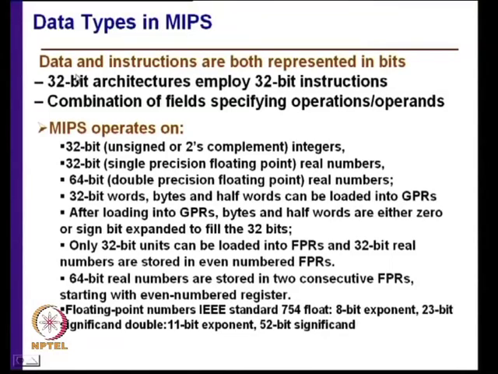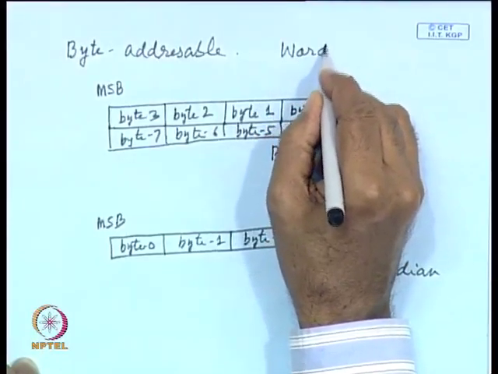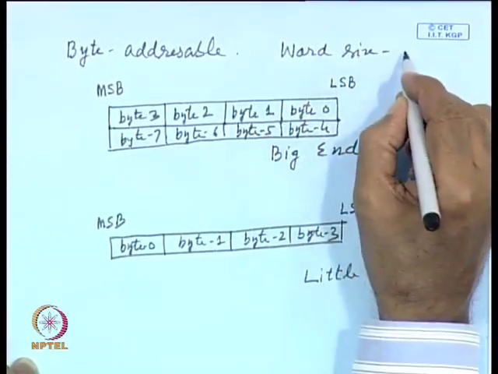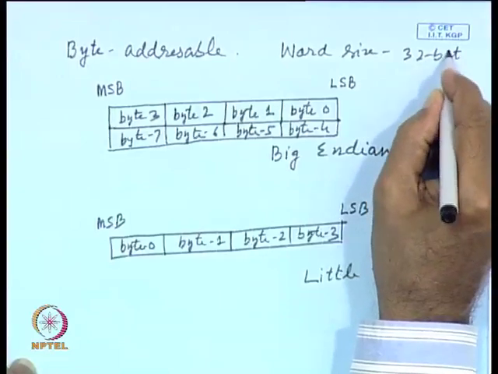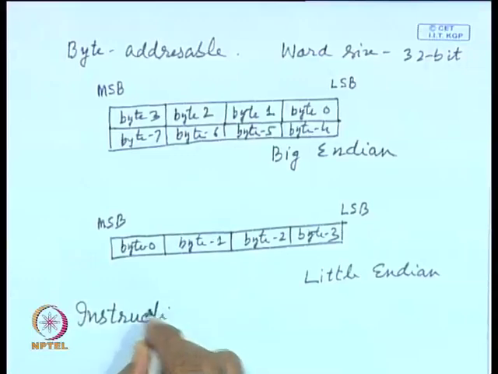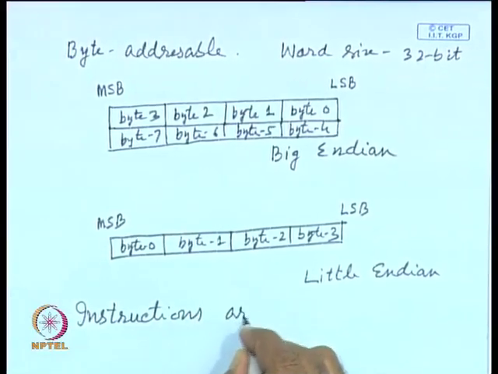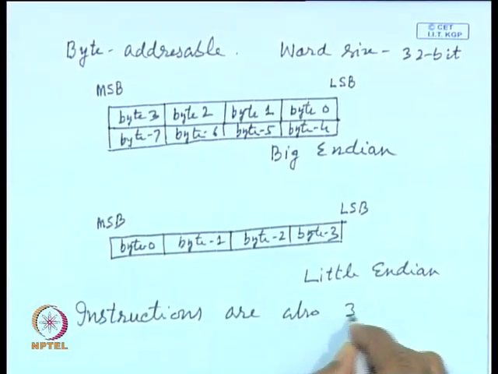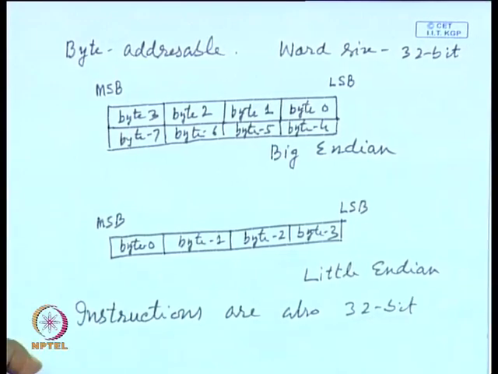And let us look at the different types of data that MIPS can handle. Data and instructions are both represented in bits. 32 bit architectures employ 32 bit instructions. So, not only is your word size 32 bit, instructions are also 32 bit, and all the instructions are 32 bit.